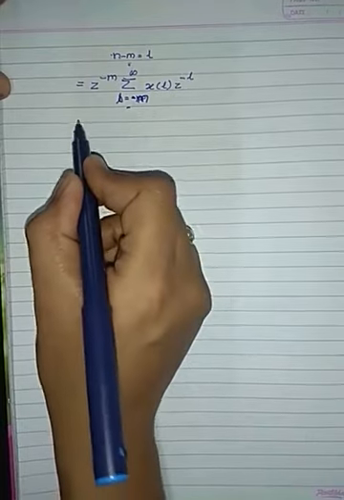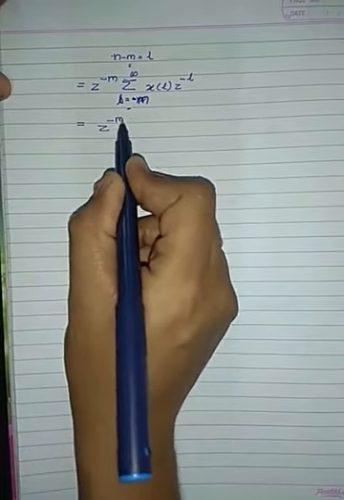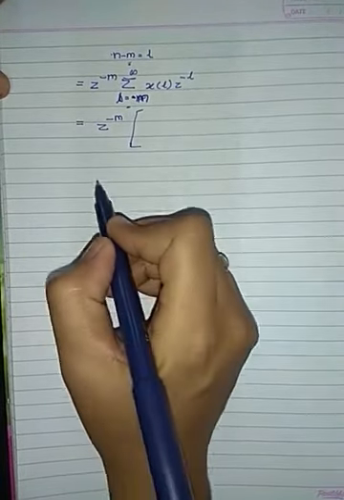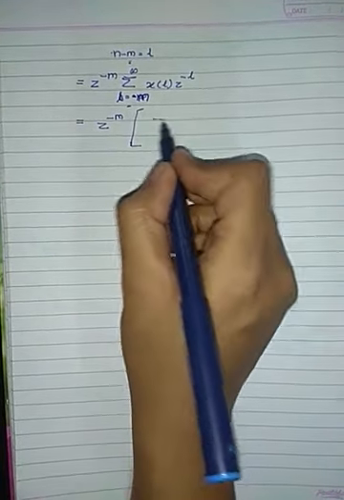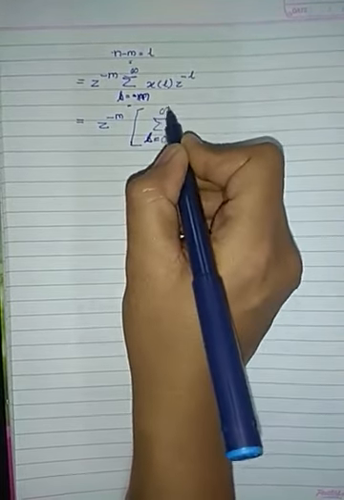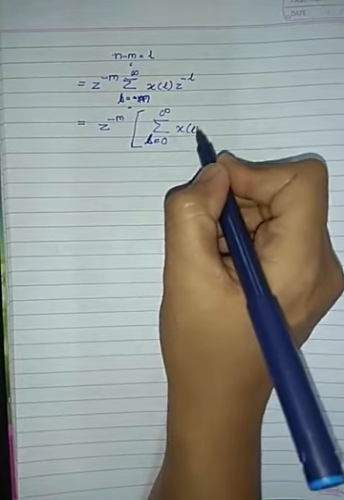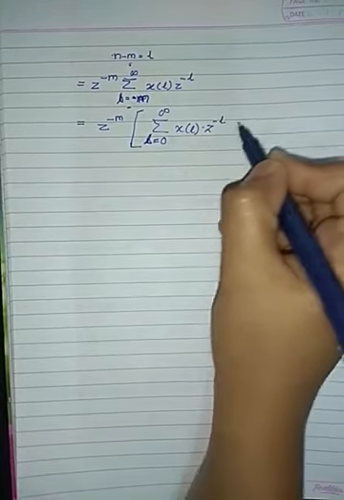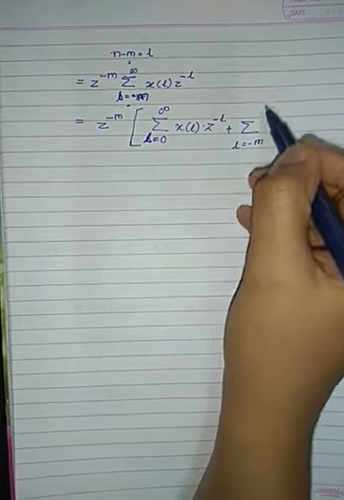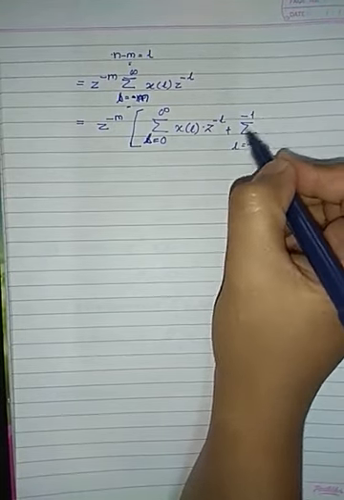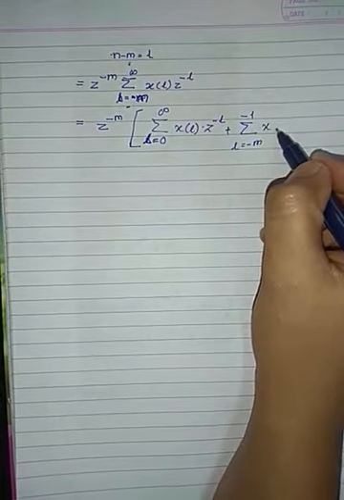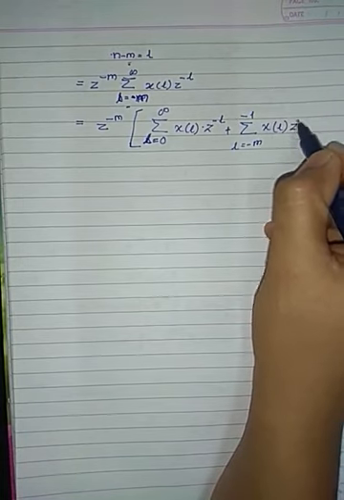Here we have z raised to minus m. We are going to split this total equation. So it will be the summation from L equal to 0 to infinity of x of L into z raised to minus L, plus the summation from L equal to minus m to minus 1. We have to add this sequence to our equation, so it will be like this.